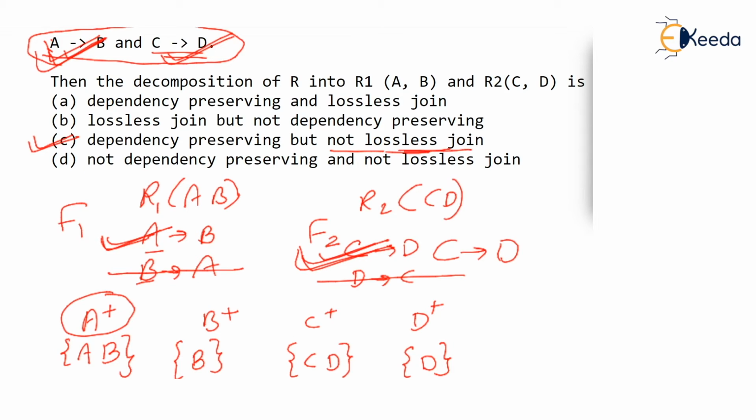Interesting, isn't it? Many times the decomposition you have done is lossy, but it might be dependency preserving. You remember, whenever you decompose the table, it must be lossless. It may or may not be dependency preserving, but it should be lossless. So although here this is dependency preserving, it is useless for us because it is not lossless join. Anyway, option C is correct.